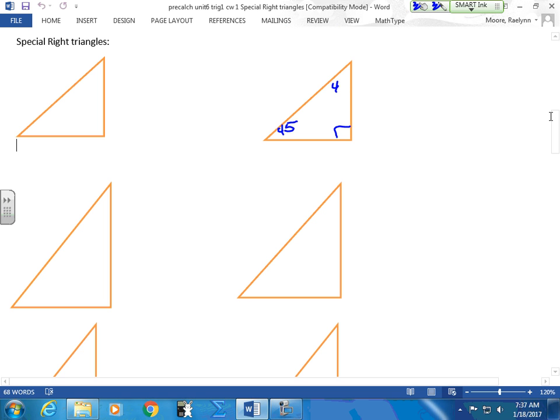What do we know about the legs of this triangle? They're equal. So what kind of right triangle do we call this? Isosceles. Good. Isosceles.